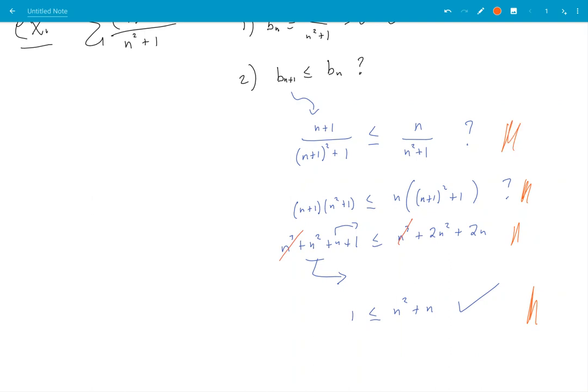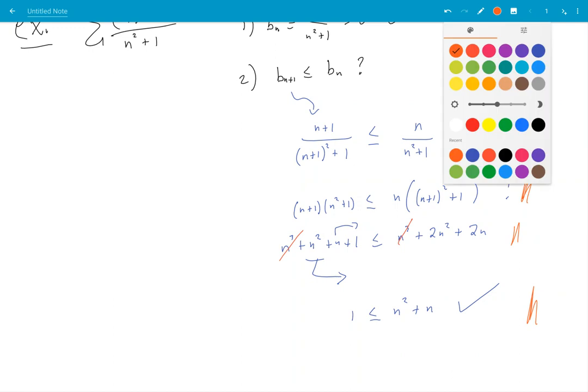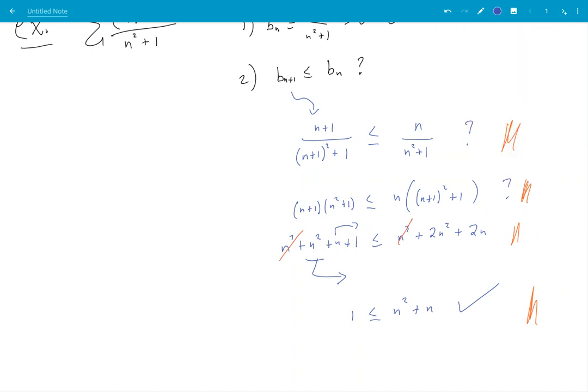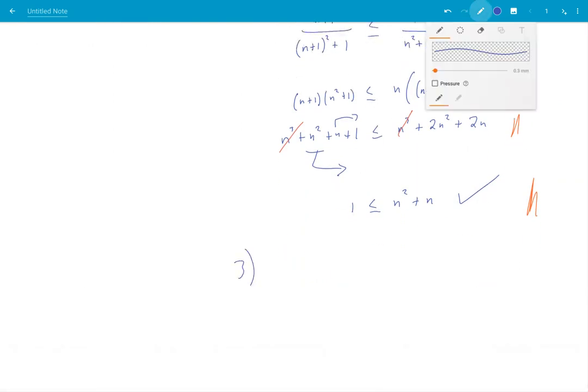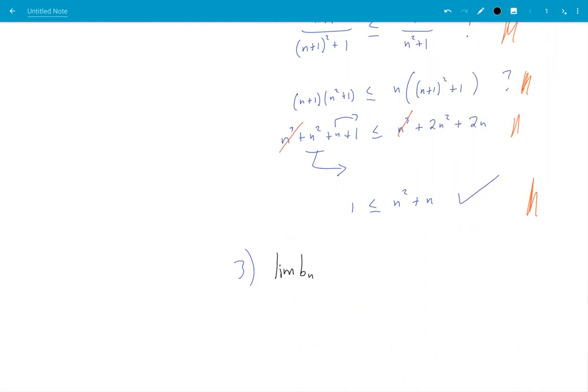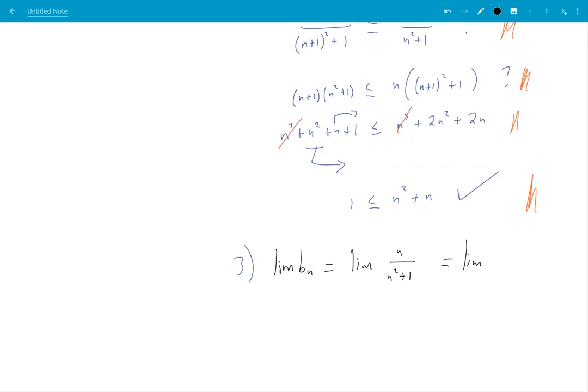Okay, so my bn is decreasing. 3, is the limit of bn equals 0. Well, we have the limit of n over n squared plus 1. You can just drop that 1, since it doesn't matter when n is large. You get the limit of 1 over n, which is 0. Yes. All right, there we go.